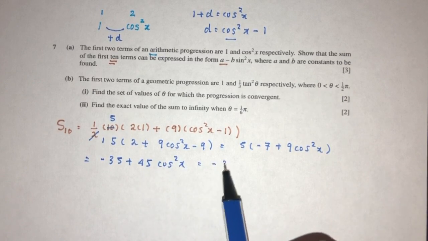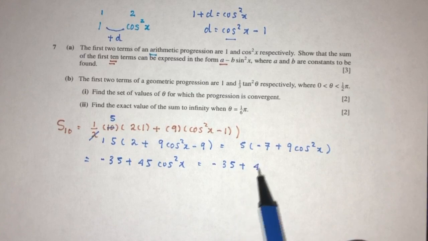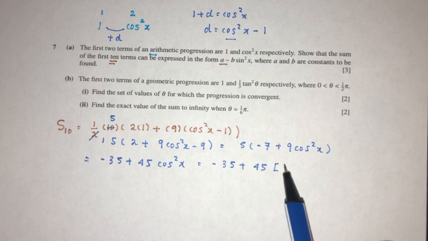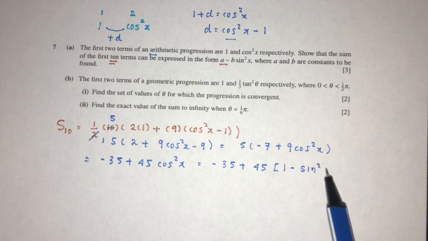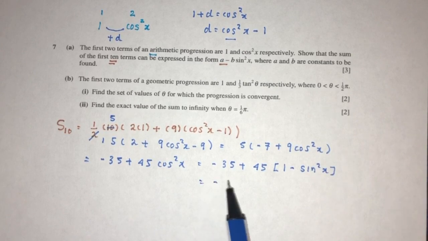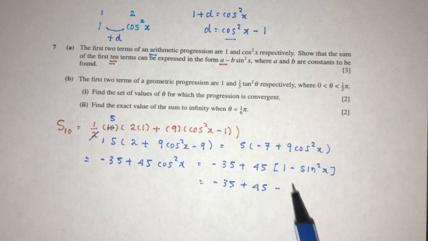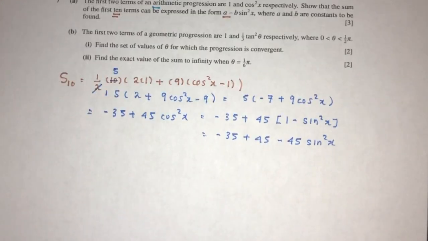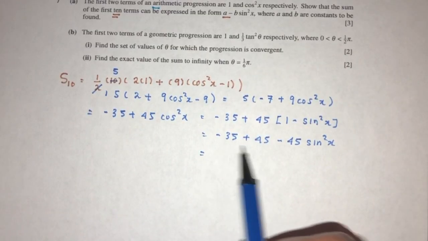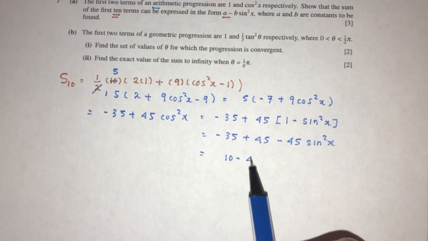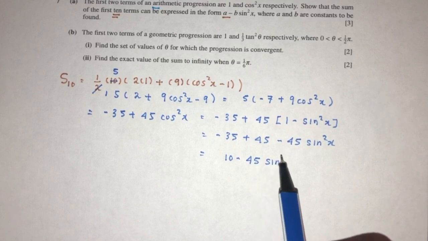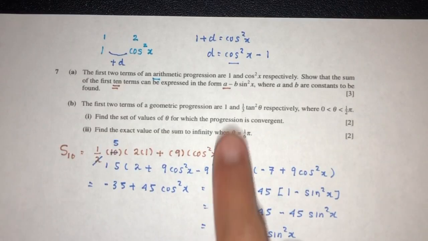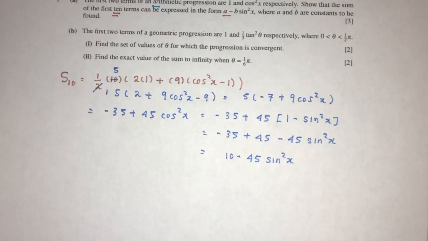That should be minus 35 plus 45 cos squared x. Now what is cos squared x? It can be 1 minus sine squared x, right? So that will be minus 35 plus 45 minus 45 sine squared x. So the last step is to simplify this one. That should be 10 minus 45 sine squared x. So it needs to be in this form. As you can see, it is exactly in this form. That will be part 1 of your question.